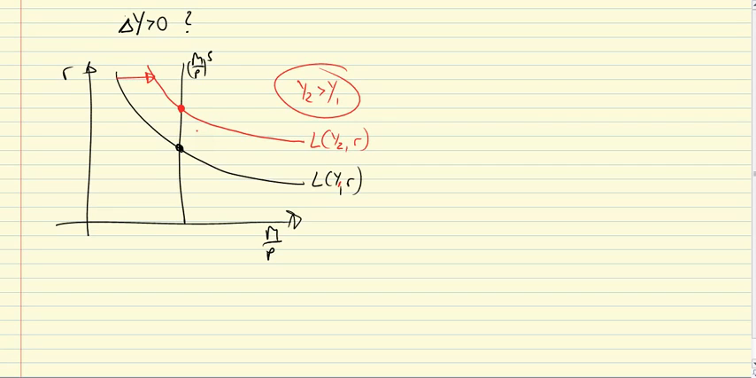Well, you get downward pressure on bond prices, and the price of bonds is inversely related to the interest rate. So as you're getting downward pressure on bonds, the interest rate rises, and we're getting this increase in R. So here's R star 1 and here's R star 2.